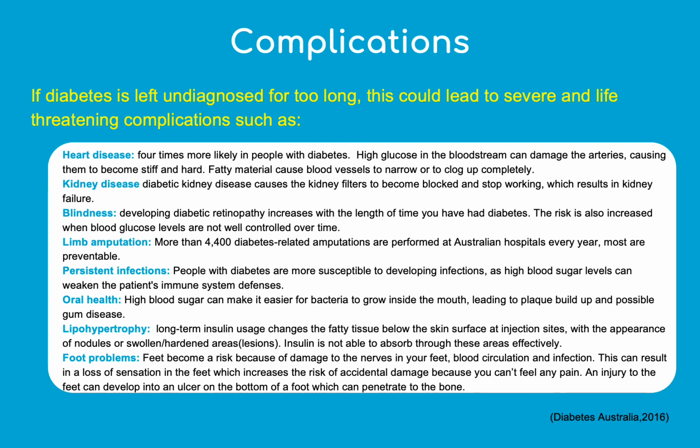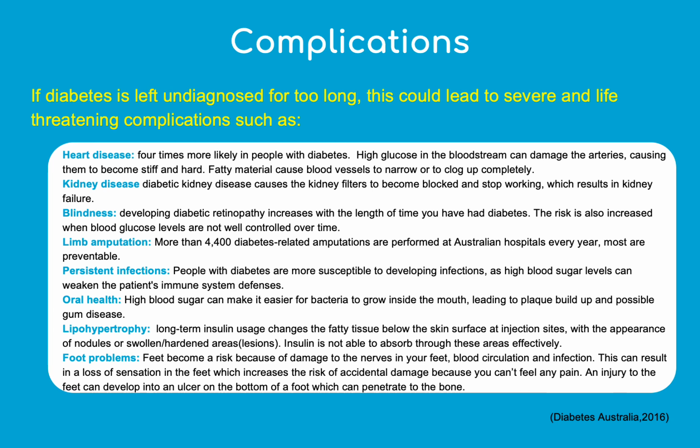If diabetes is left undiagnosed for too long, or if it's not managed appropriately, this can lead to severe and life-threatening complications, some of which we've already discussed. So there's heart disease: the high glucose in the bloodstream can damage the arteries, causing them to become stiff and hard. Kidney disease, because the kidneys can't filter out the glucose anymore because they've been blocked and stopped working. Blindness, due to the blood vessels in the capillaries being filled with this viscous blood.